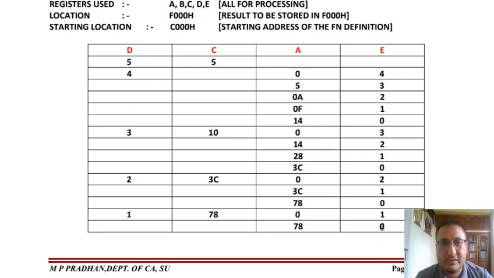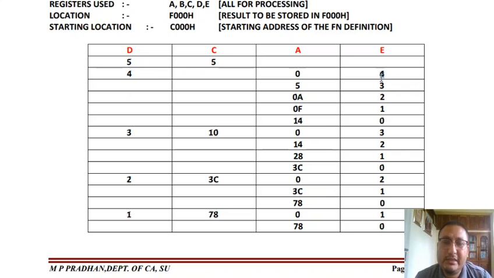So again I'll repeat it. Initially the value of D is 5, and 5 is being retained in C because initially the addition has to start with 5, right? Okay. So now D is getting decremented to 4 because I need to find out how many number of times addition has to be done. Now that D is getting retained in E, right?